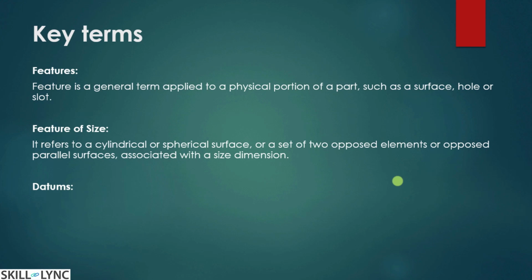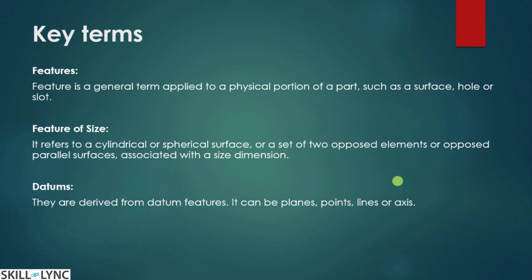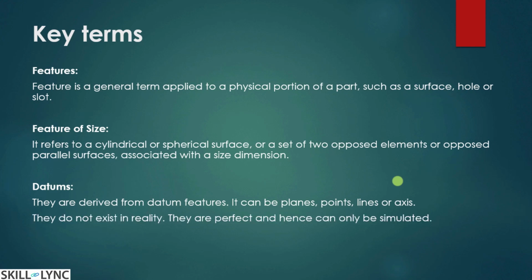The next important terminology is your datums. As we said earlier, you need to have some references from which you can measure the component, and this is where the datum will come into play. These datums are derived from the datum features. They can be either planes or points or lines or axes. Theoretically, they do not exist at all. They are reference features, so they are completely perfect. That is, they don't have any variation at all. And hence, these datums are used only for simulation purposes, that is, only for reference purposes.